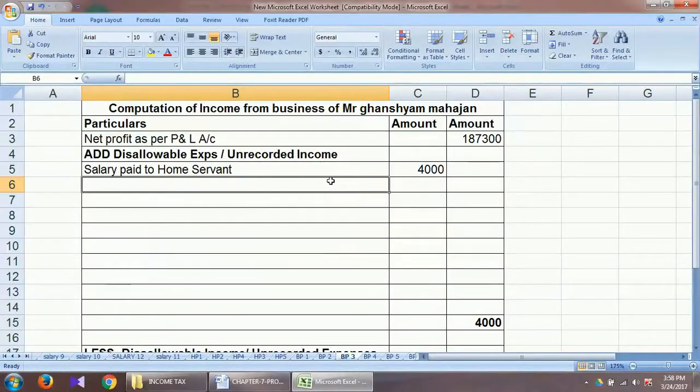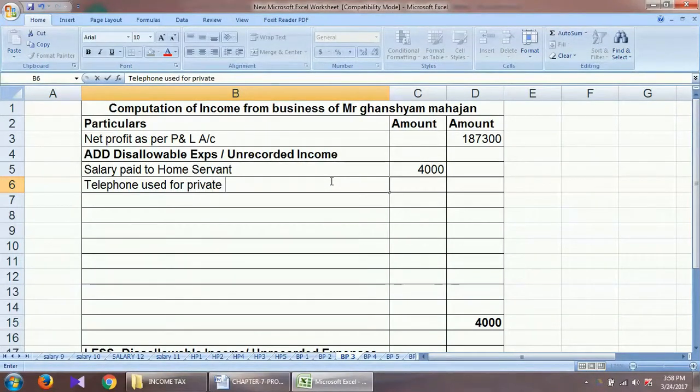So I'll be adding back telephone used for private purposes, 15,000 divided by 2 gets 7,500 rupees.